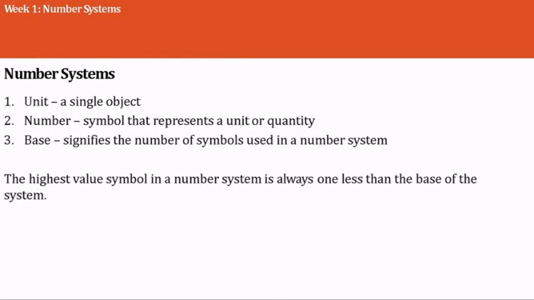The radix of the decimal system is 10. This means that there are 10 symbols used in the system. So we have 0, 1, 2, 3, 4, 5, 6, 7, 8, and 9. The base of a number system is indicated by the subscript following the value of the number. The highest value symbol in a number system is always 1 less than the base of the system.